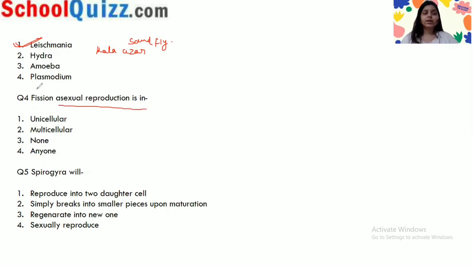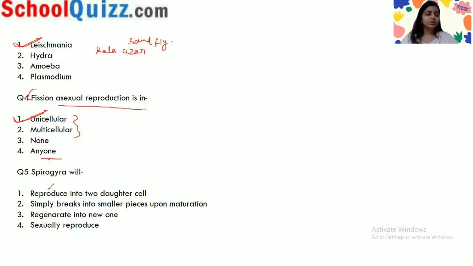Fission, asexual reproduction is in: unicellular organisms, multicellular organisms, none, any of them. So what will be the answer? Yes, the answer will be unicellular organisms.